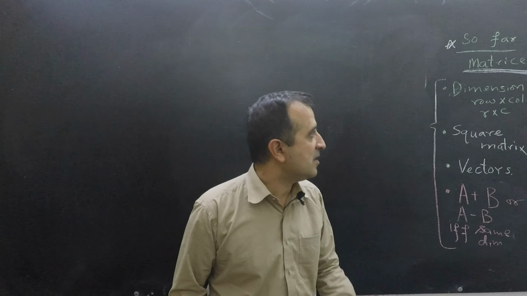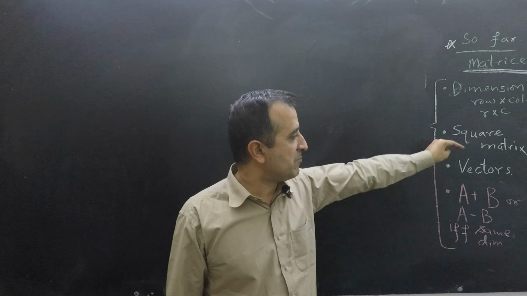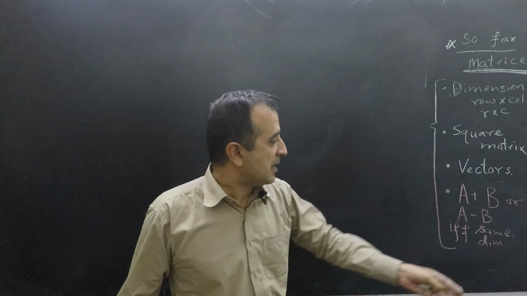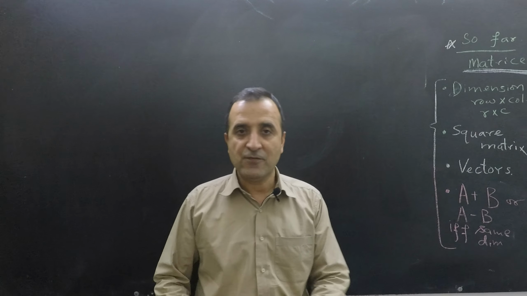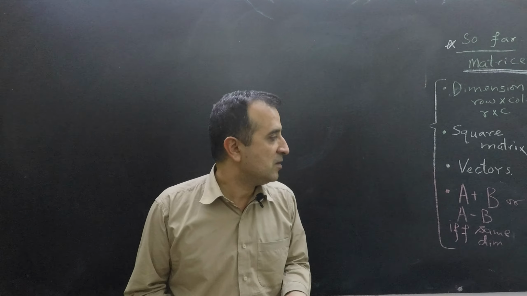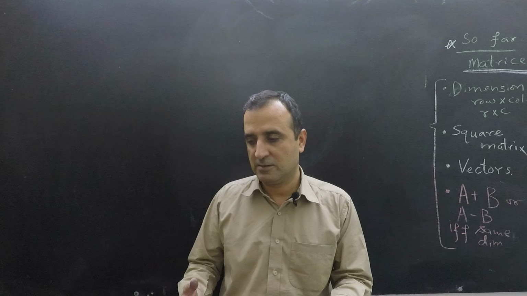So far we have learned the dimensions of matrices. We have learned what a scalar is, what a vector is, and that we can add and subtract matrices as long as they have the same dimensions. Now we want to learn about multiplication of matrices, that is, how we can multiply two matrices.